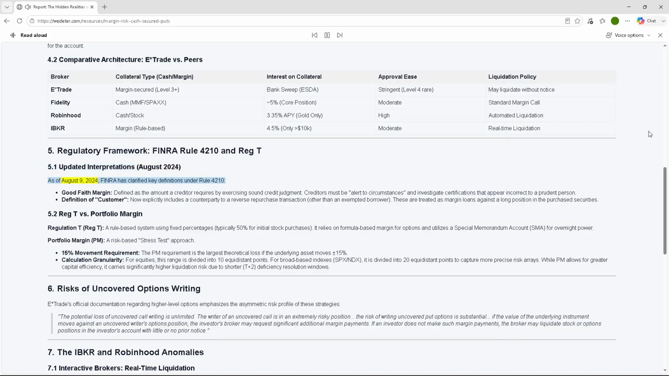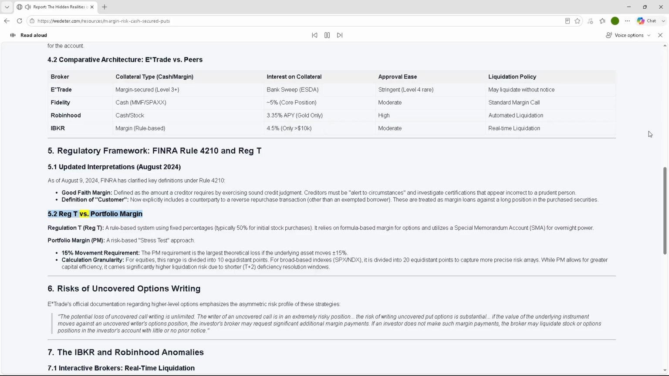As of August 9th, 2024, FINRA has clarified key definitions under Rule 4210. Good faith margin, defined as the amount a creditor requires by exercising sound credit judgment. Creditors must be alert to circumstances and investigate certifications that appear incorrect to a prudent person. Definition of customer now explicitly includes a counterparty to a reverse repurchase transaction other than an exempted borrower. These are treated as margin loans against a long position in the purchase securities.